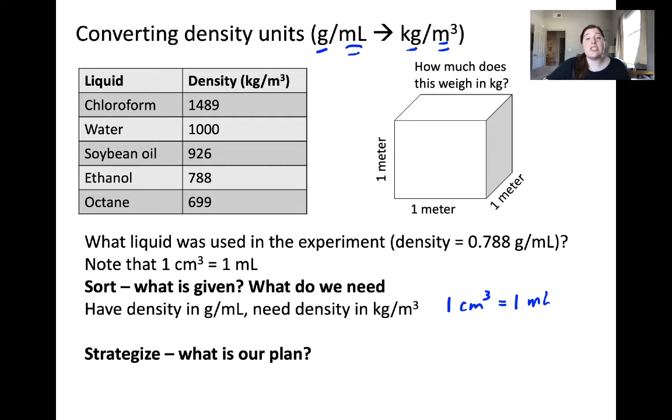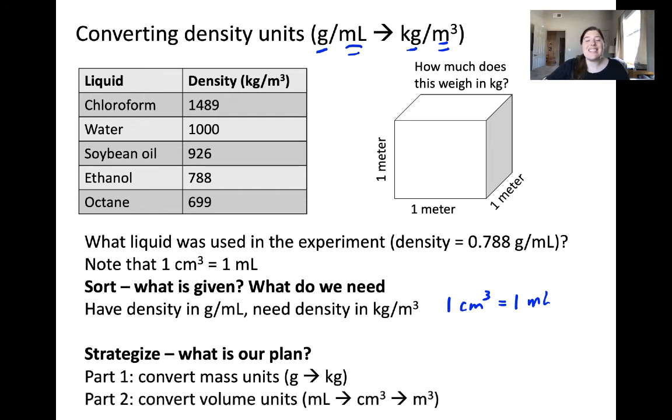We could break this into 2 steps in our head, where in the first step we convert mass from grams to kilograms, and in the second step we convert volume. You'll note that the second step is a little bit more complex because we don't have a direct way to convert between milliliters and meters cubed. We need to first convert to centimeters cubed and then meters cubed.